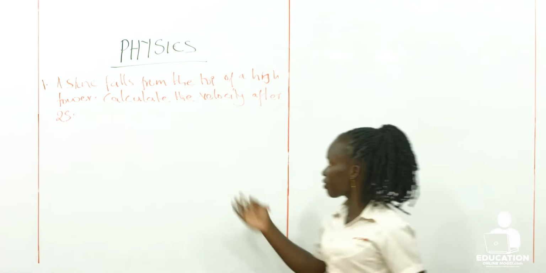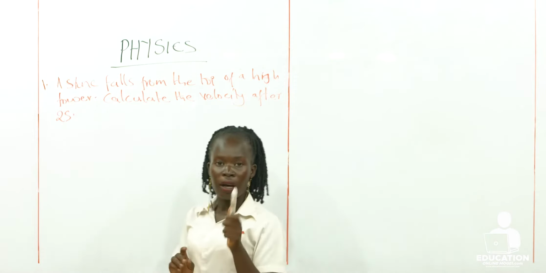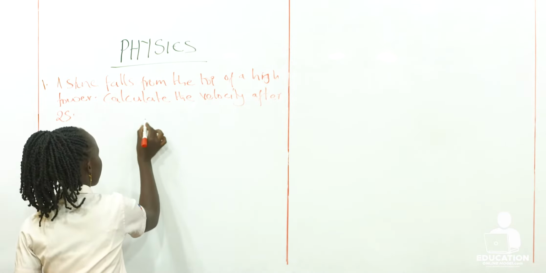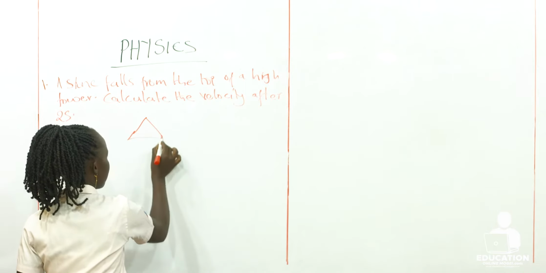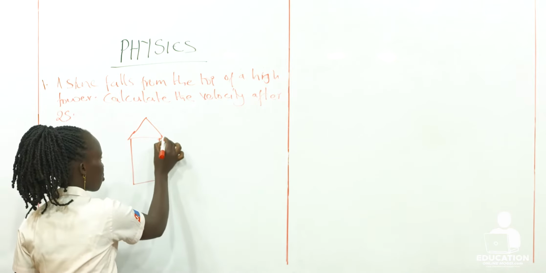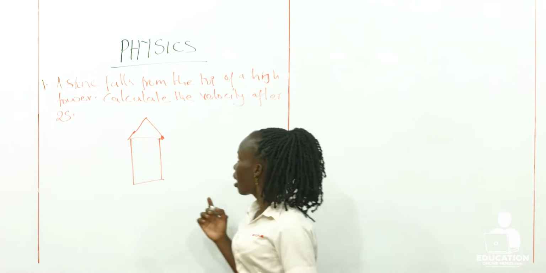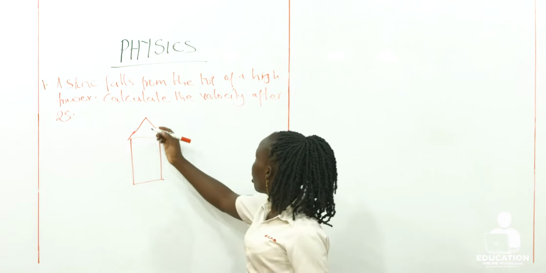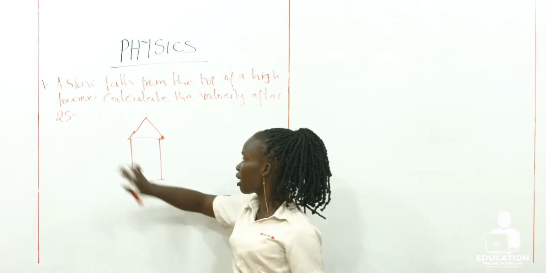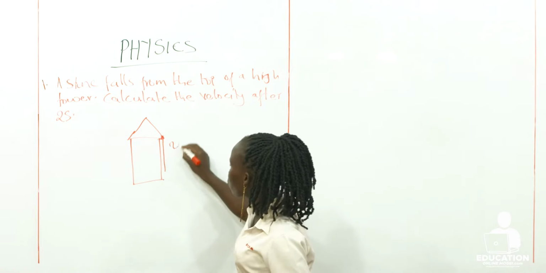So if you look at this, the stone is falling from a tower. Assuming that this is your tower, let's have something like a house. So we're assuming this is our tower, and the stone was somewhere right here. So this stone has to fall from this tower. And they're saying that it fell, calculate the velocity after 2 seconds. So when the body was falling after 2 seconds, what happened?